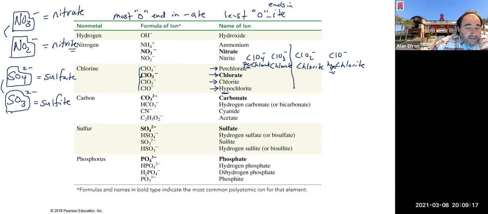By the way, this is Cl. You could substitute it out for something else, like BrO3 minus. Instead of it being chlorate, this would then be bromate. So it's named the same way.